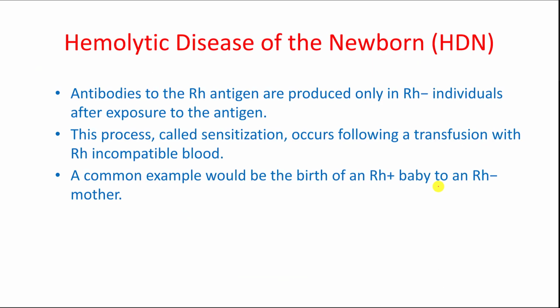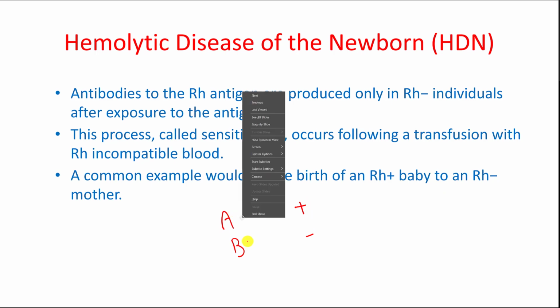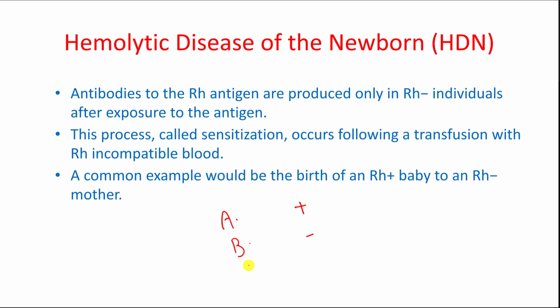The last thing in this chapter is something called hemolytic disease of the newborn. And here, this is related to the Rh antigen, or to the positive minus antigens. So this is not about the A or B. No, this is about the plus or minus, regardless if it's A or B or AB or O.